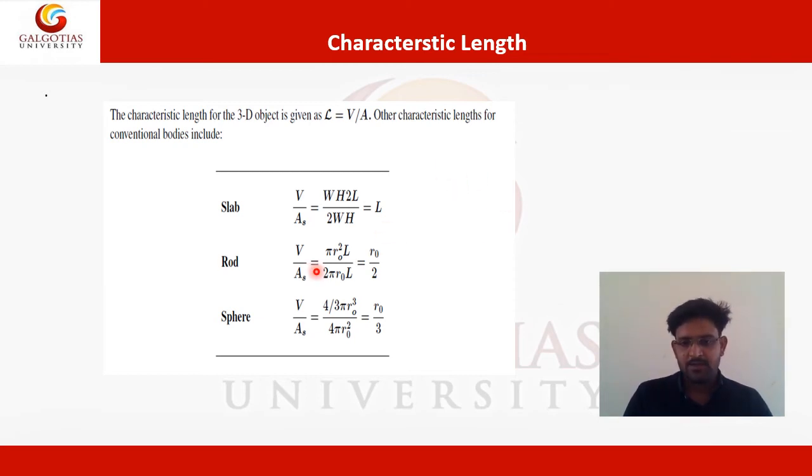Suppose that we have a sphere. What is the volume? 4/3 pi r naught cubed. What is the surface area? 4 pi r naught squared. So the value is going to be r naught by 3. If we have a rod, it is going to be V by A_s, and the value is pi r naught squared L, that is the volume, and the surface area is going to be 2 pi r naught L. So we are getting the characteristic length, that is r naught by 2. These are the characteristic lengths that we are going to use in some cases.